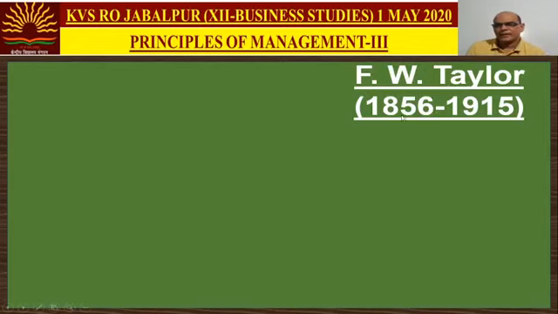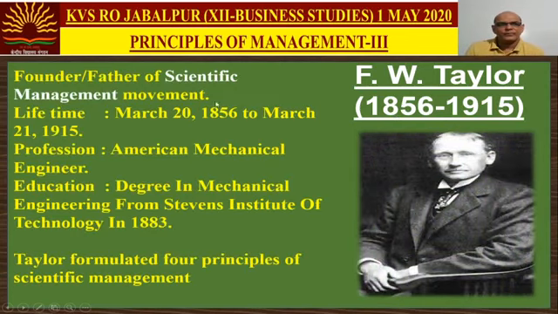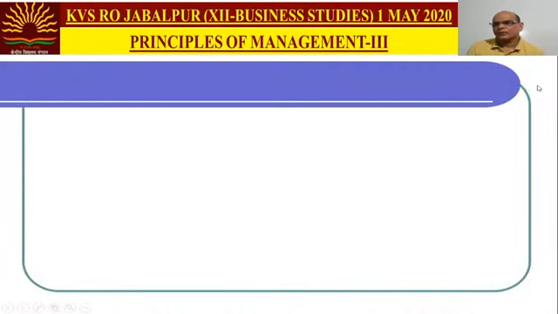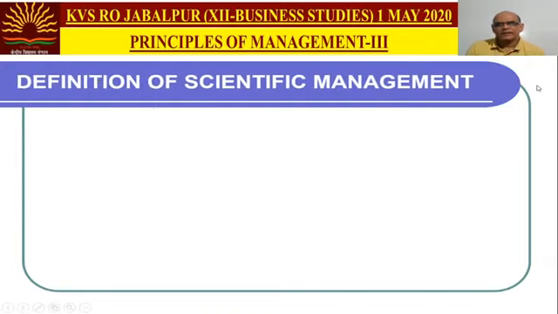F.W. Taylor's lifespan was from 1856 to 1915. He is known as the father of the scientific management movement. His lifetime was March 20, 1856 to March 21, 1915. He was an American mechanical engineer. His education was a degree in mechanical engineering from Stevens Institute of Technology in 1883. He formulated 4 principles of scientific management. We will discuss them later one by one. Before we go to the principles, let us discuss the definition of scientific management given by Frederick Winslow Taylor.